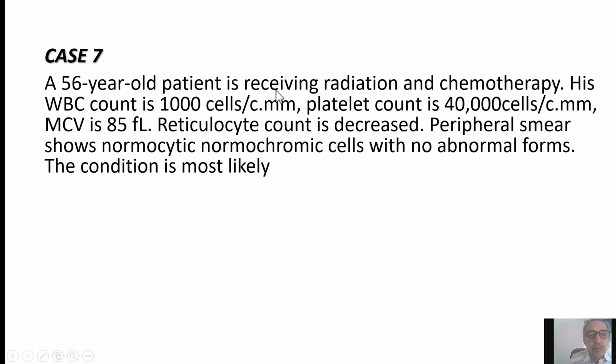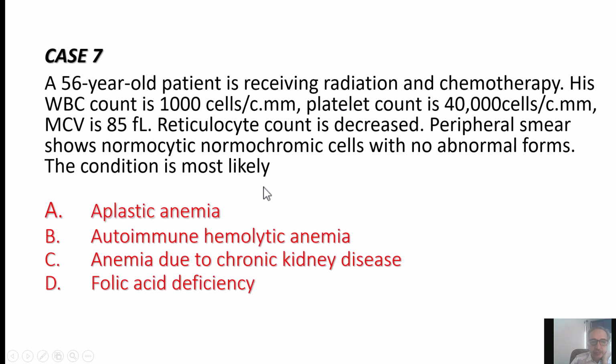Case 7. A 56-year-old patient receiving radiation chemotherapy. WBC count 1000, very much reduced. Platelets 40,000, very much reduced. MCV is normal, 85. Reticulocyte count is decreased. Peripheral smear shows normocytic normochromic cells with no abnormal forms. So here is a condition where all cells are reduced, but size is not affected. So what is this condition? This is bone marrow depression, aplastic anemia. Bone marrow is likely to show aplasia.